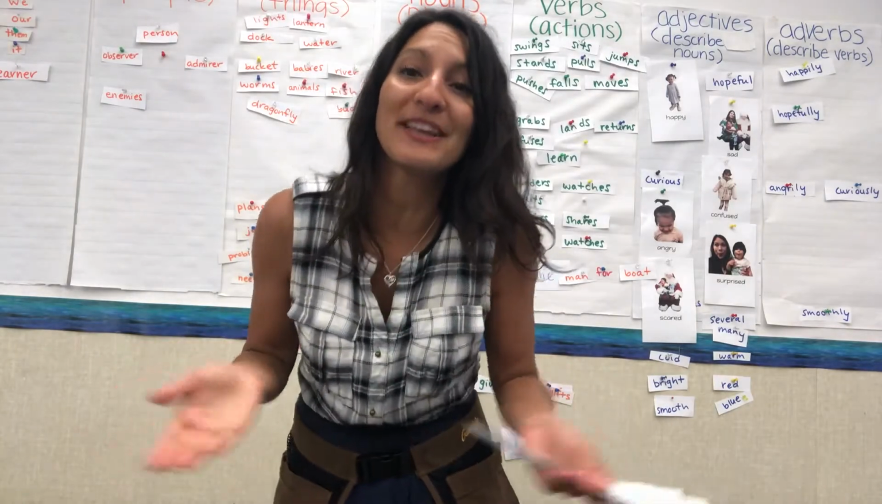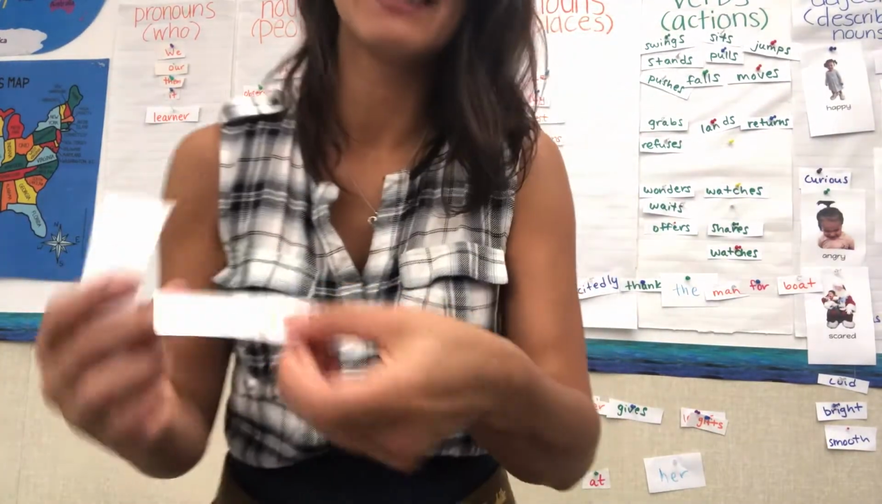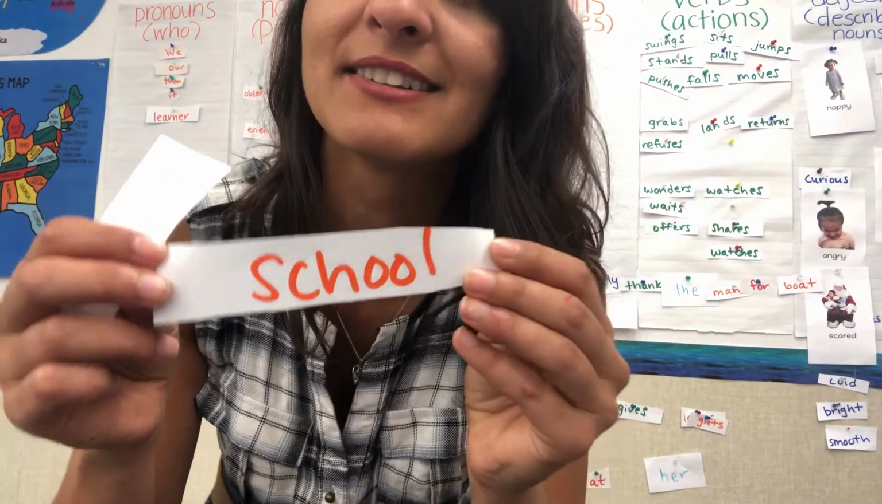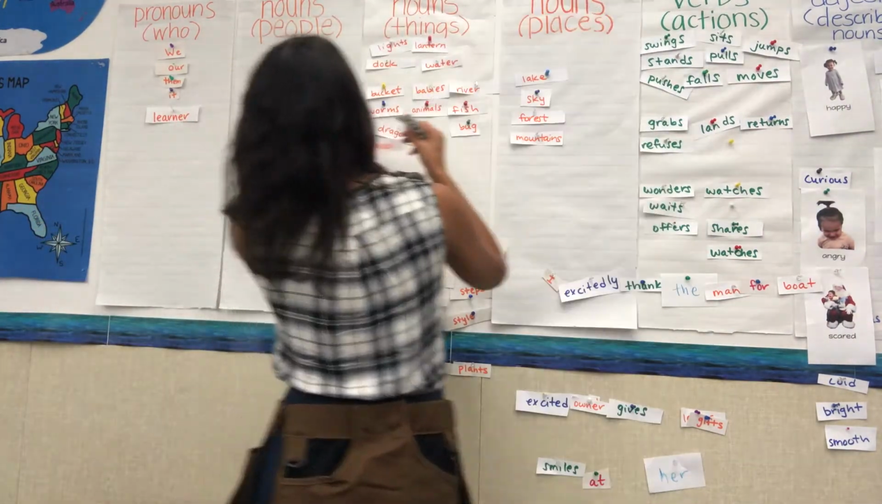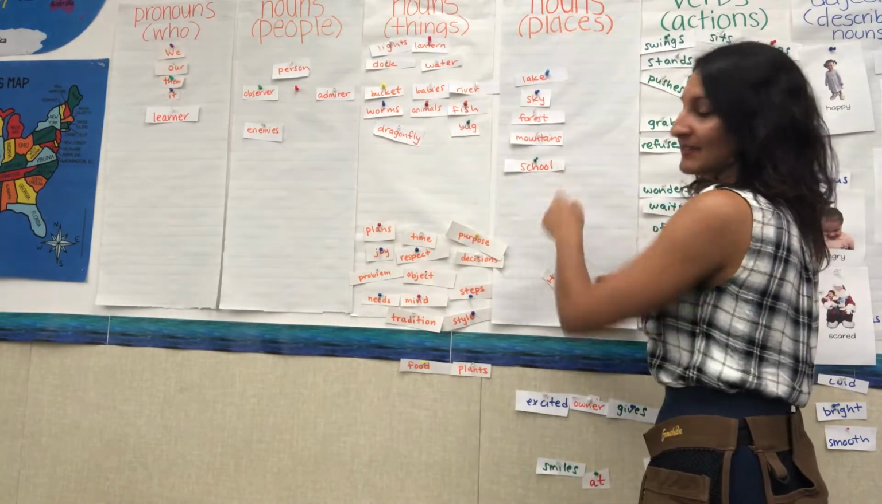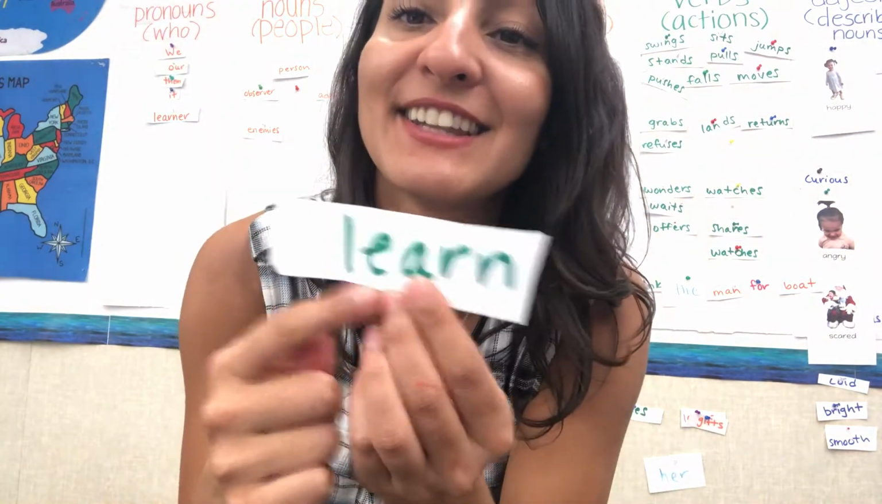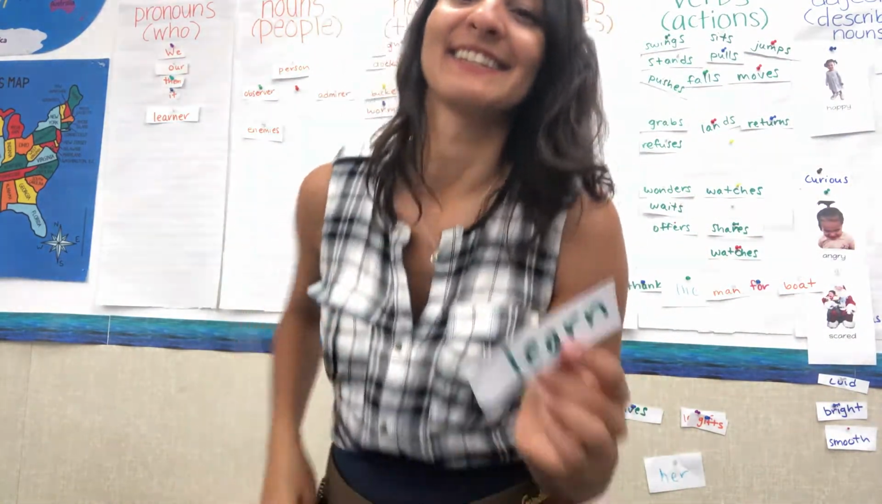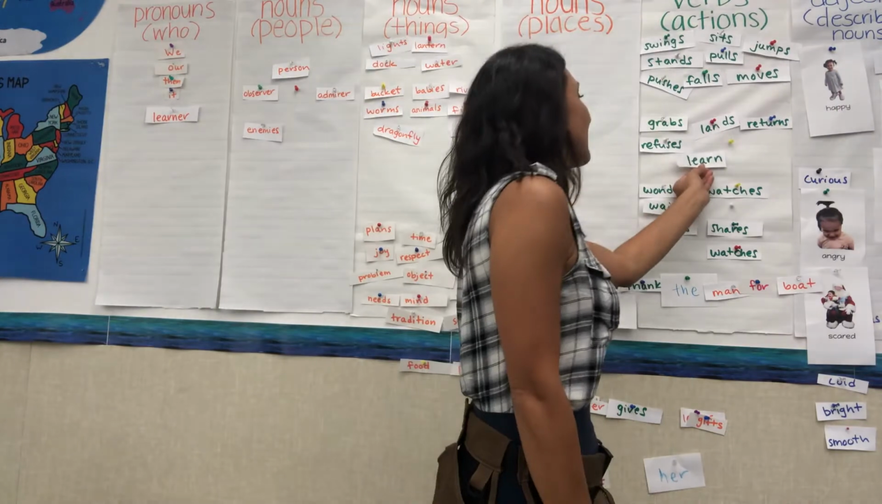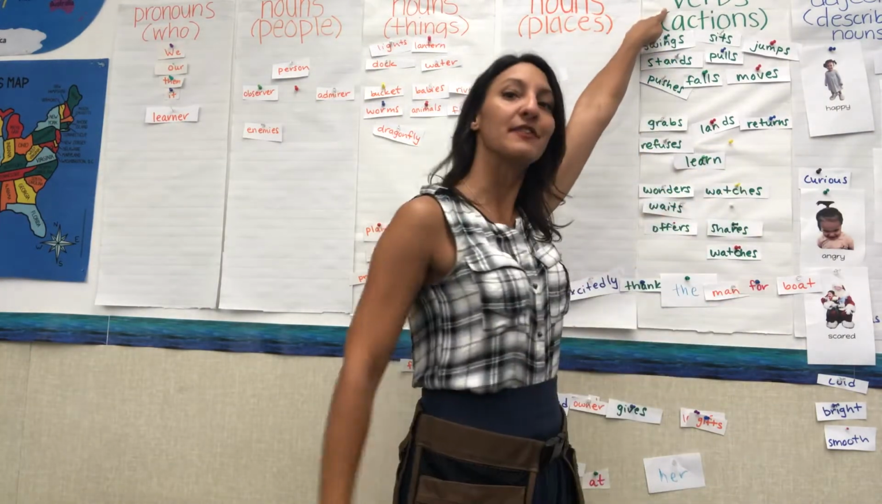Let's try it together. Say these words with me. Say it with me. School. School is a place. Say it with me. Learn. Learn is an action. Learn is a verb.